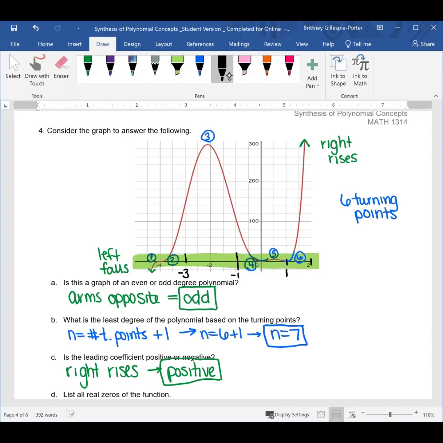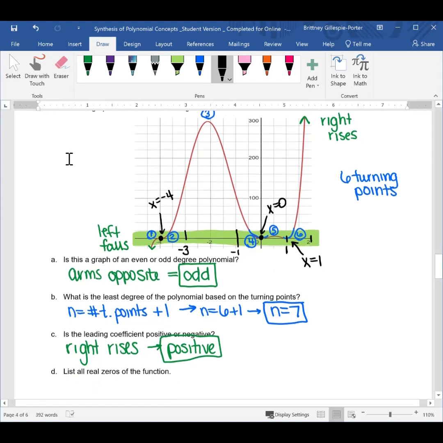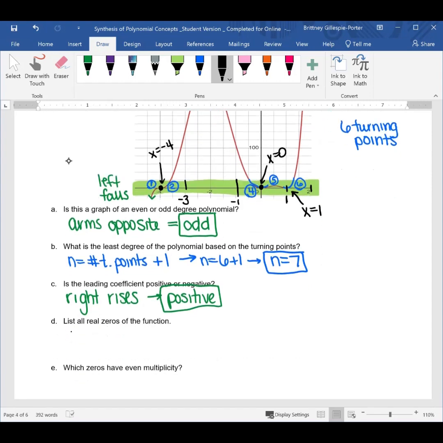So if we're looking for our zeros, the first one we see is x equal to -4. Next time we touch the x-axis is at x equal to 0. And then we have another one, our last one, at x equal to 1, which means our zeros are x equal to -4, x equal to 0, and x equal to 1.